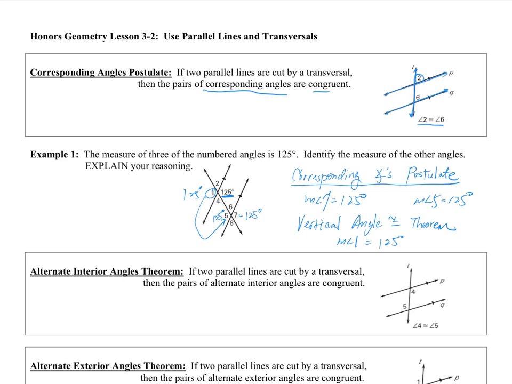It could be a corresponding angle to angle 1, and this could be the reason, because by the corresponding angles postulate, the corresponding angles are congruent. And it can also be the vertical angles congruent theorem. You can also use that reason because measure angle 5 is also a vertical angle to measure angle 7.